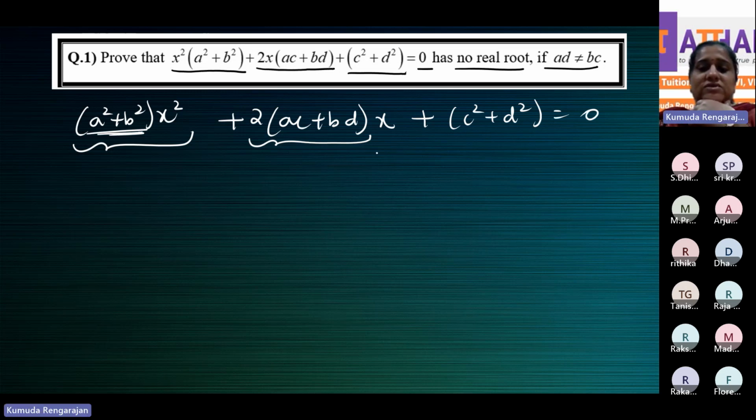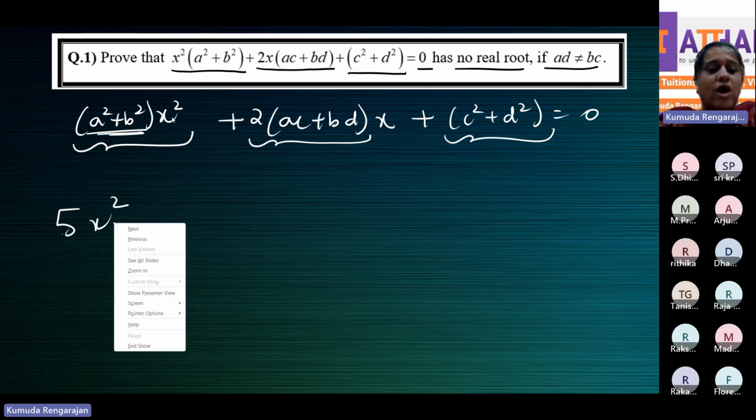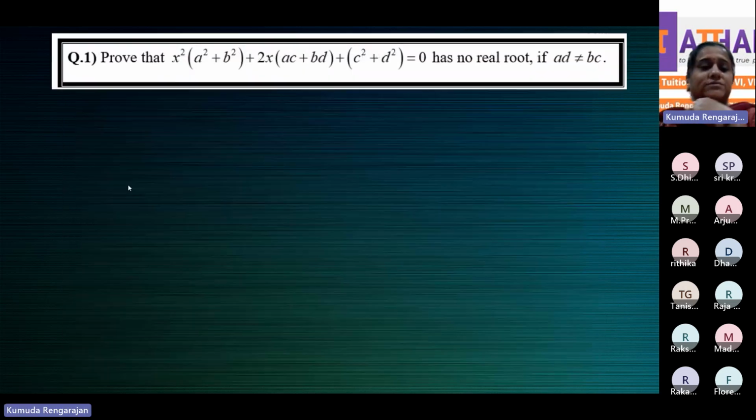See, you can see that this equation has three terms. This is the x square term. It is given as x square into a square plus b square. You write it like this, a square plus b square into x square. So see, like 5x square, a square plus b square of x square. So this is the x square term.